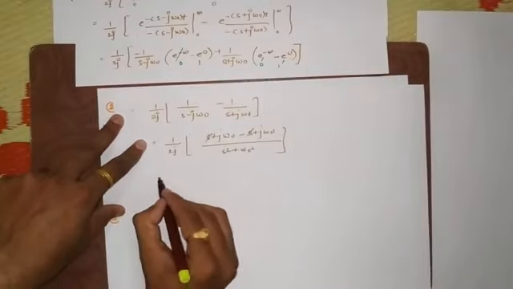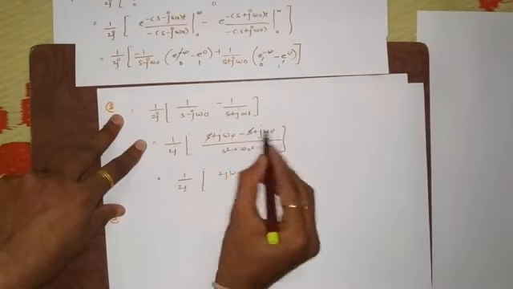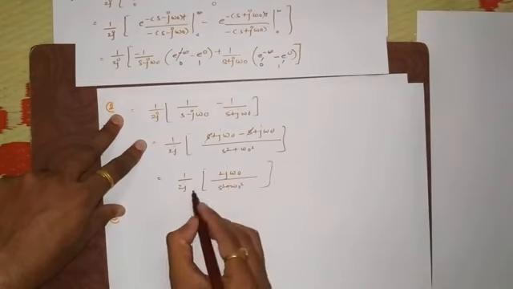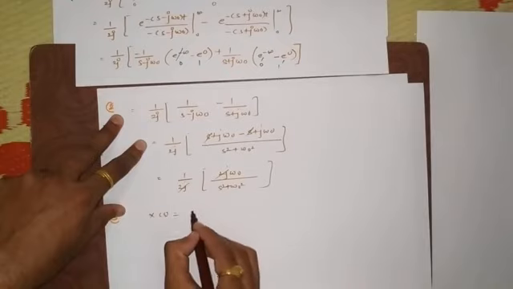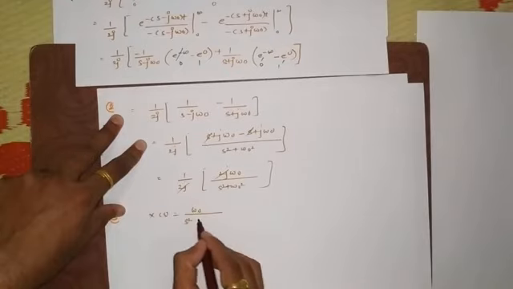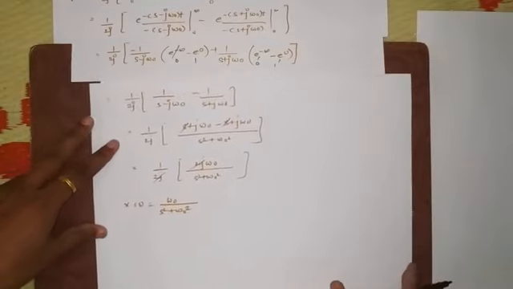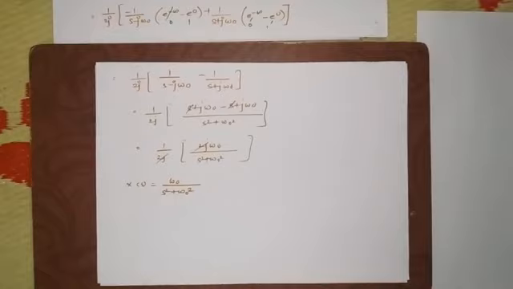So this plus minus gets cancelled. 1 by 2j into 2j omega naught, the addition of these two, upon s square plus omega naught square. So the 2j will get cancelled, and this Laplace transform becomes omega naught upon s square plus omega naught square. So this is the Laplace transform of the sinusoidal function.